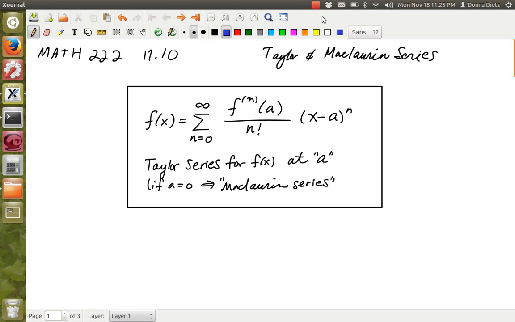So, Taylor and Maclaurin series. In the following theorem, if A happens to equal 0, then the whole thing turns magically into a Maclaurin series. There's no actual difference between Taylor and Maclaurin, it's just where it's centered. So, what is the formula actually saying?